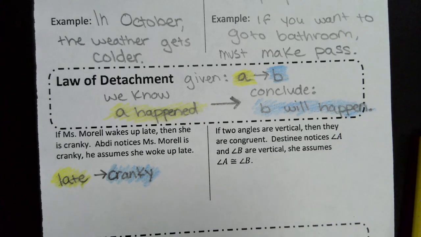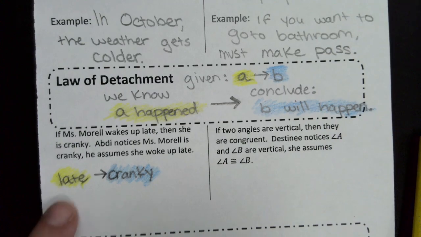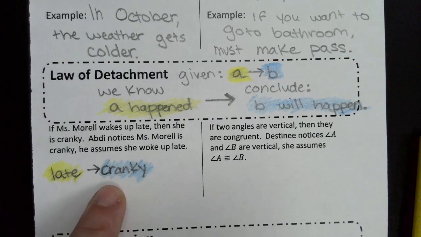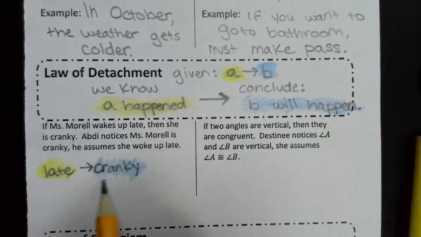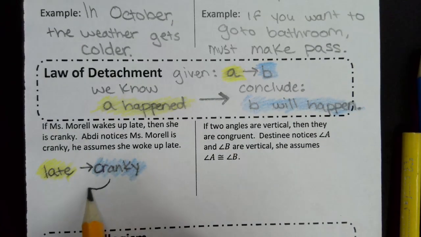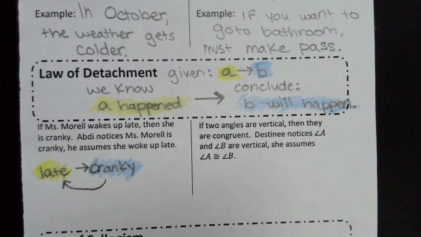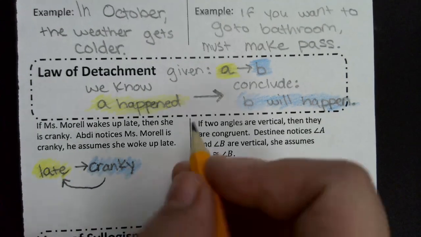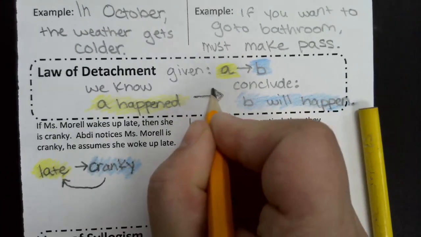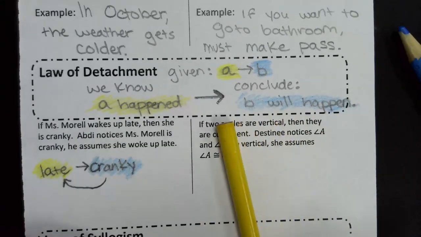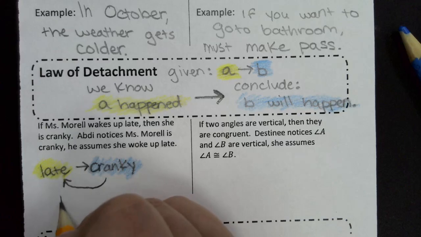Alright, so Abdi notices Miss Morrell is cranky. So is he starting with a hypothesis, or is he starting with a conclusion? Good, he's starting with the second part. He's starting with the cranky part. And then because he sees that Miss Morrell is cranky, he's saying she woke up late. He's going backwards. When I look at our law of detachment, we have to be moving in the same direction. We aren't doing our converse. We aren't flipping it at all. We're going in that forward direction. So this is our backwards direction.